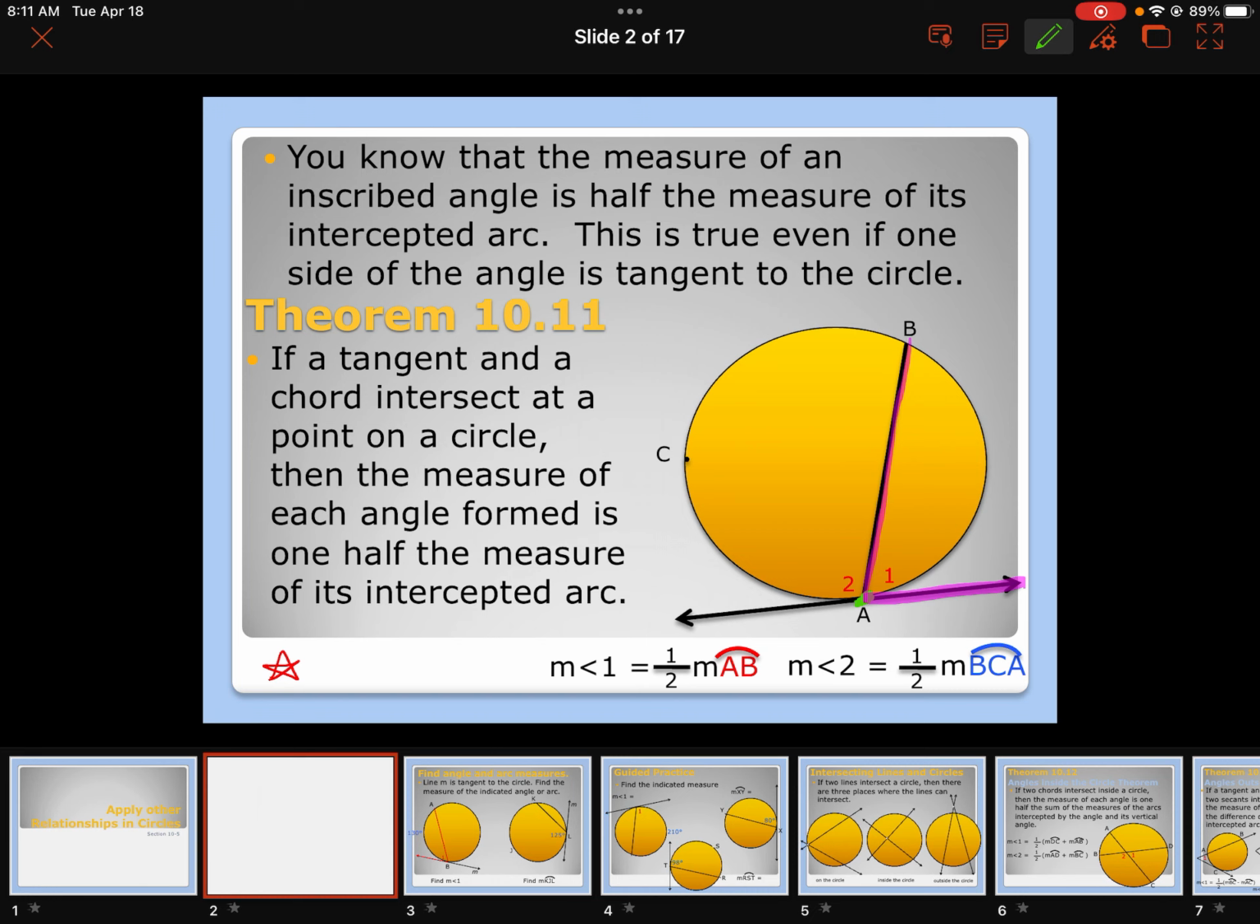Theorem 10.11 tells you that if a tangent and a chord intersect at a point on the circle, then the measure of each angle formed is half the measure of its intercepted arc. So this green arc is the intercepted arc for that inscribed angle. We'll just keep this simple and say that intercepted arc is 100 degrees. What would the measure of the inscribed angle be? It would be half of it, 50 degrees.